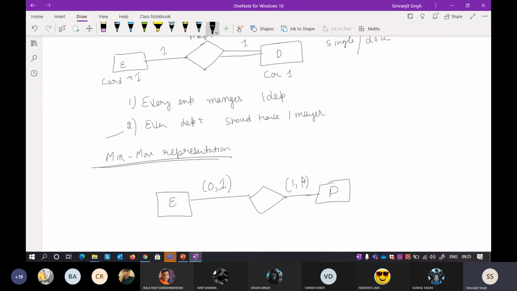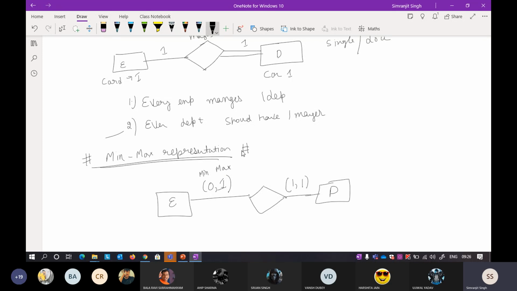I had written maximum and minimum. No, you have to write minimum and maximum. This is the notation, you cannot change it. Keep that in mind. If you change it, it will be wrong. It is fixed: first you have to write minimum, then maximum. If I give you any question and you write max min, your marks will be cut. Keep that in mind, it's very important.